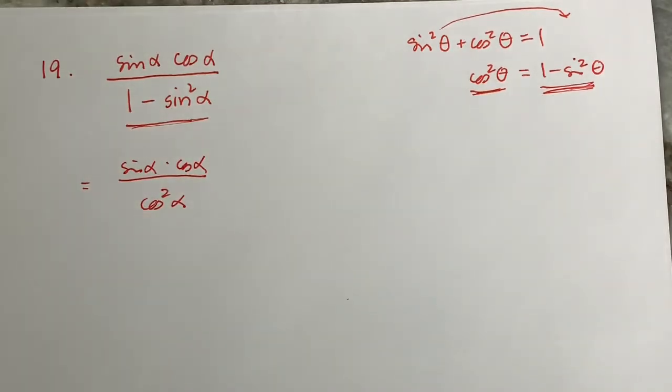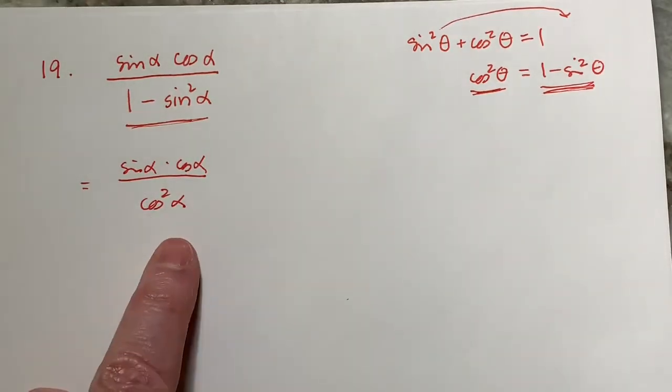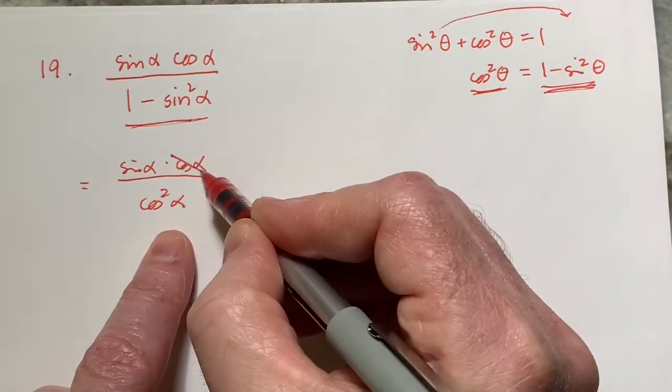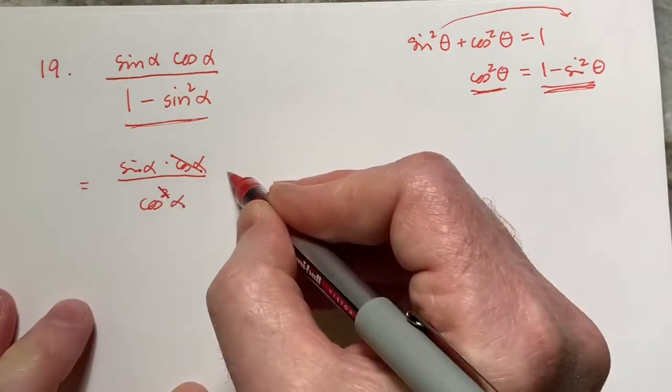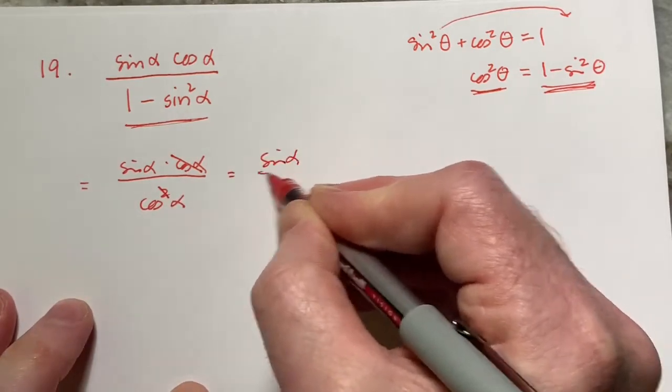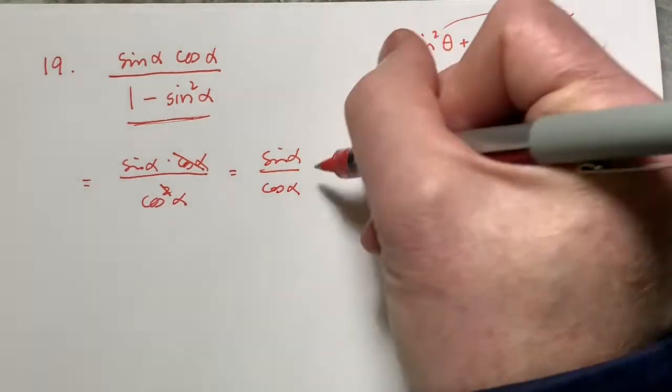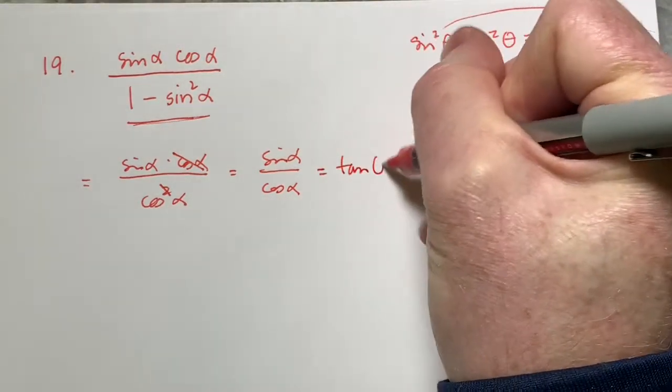All right? Now, when I look at this fraction, I now have a cosine on the top and the bottom. I could cancel one of those with one of those, and that leaves me a sine of alpha over a cosine of alpha. And what do you know about sine of angles over cosine of angles? They're the same thing as a tangent of that angle.